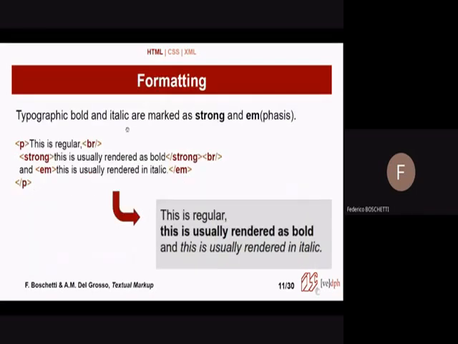Typographic bold and italic are marked as strong and EM. For example, this is regular, okay, the first line. The second line is strong, so it is represented in bold. And the third line is in italic. And they can also be combined. So you can have an EM inside the strong or a strong inside an EM, but they cannot overlap, okay?